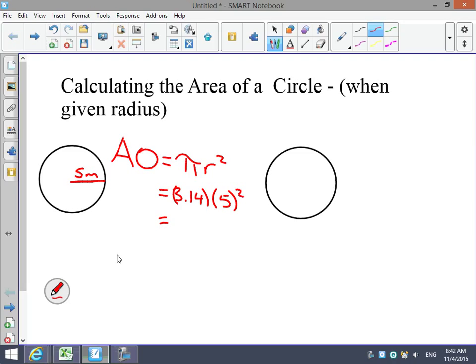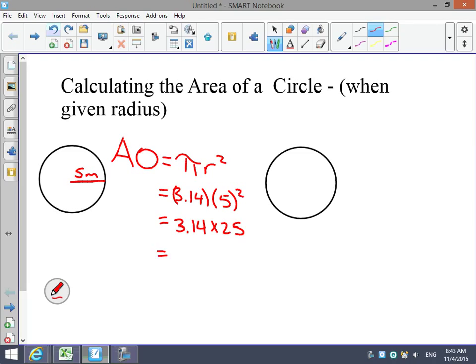Some kids make a mistake and they multiply this 3.14 times 5 first because it comes first in the order. But we know from Bedmas that we have to do exponents first. So anyhow, the 3.14 will just stay there, and that will be 25. 5 times 5 is 25. Remember not to make the mistake of going 5 times 2 is 10, because 5 squared is 5 times itself.